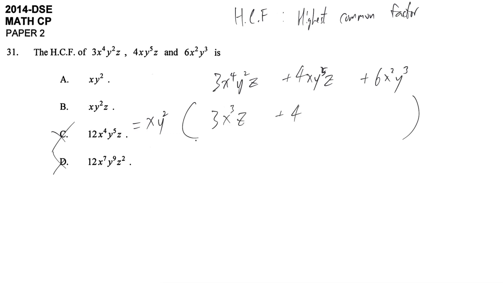This is 4y power 3, c. And this is 6x y power 1. But this question is much easier because we just asked you about the common factor. This is our common factor already, and we don't have any common factor left here. So this is the highest one. Of course, the answer is A here.